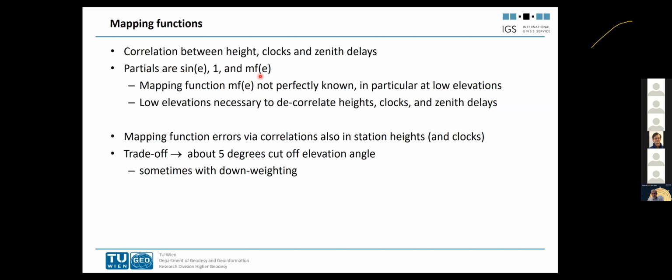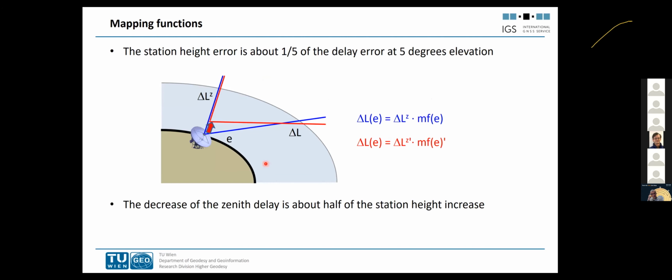And this also means that our mapping function errors show up, for example, as station height errors. So we need very good mapping functions to avoid station height errors and clock errors also. So we have to look for best possible cutoff elevation angles for our observations. For example, we could use 5 degrees or 7 degrees or 10, perhaps combined with an appropriate down weighting scheme. Okay, but I would like to illustrate a bit more what actually happens when the mapping function is wrong.